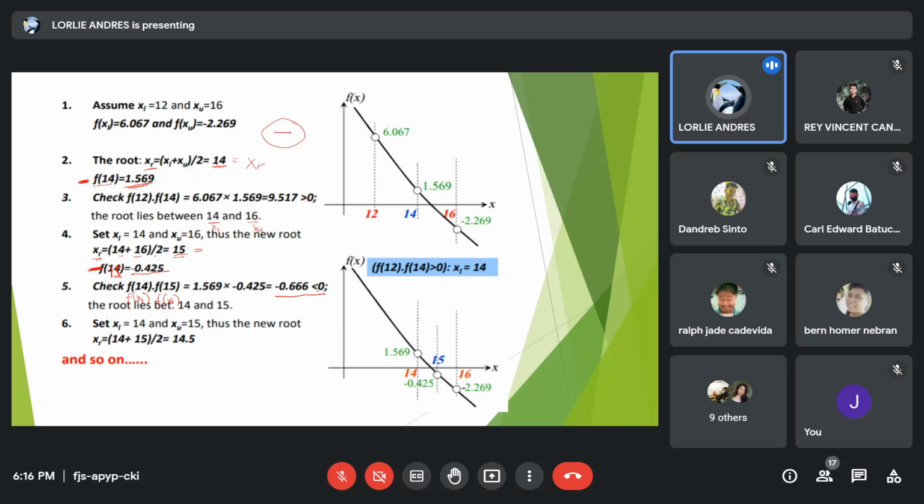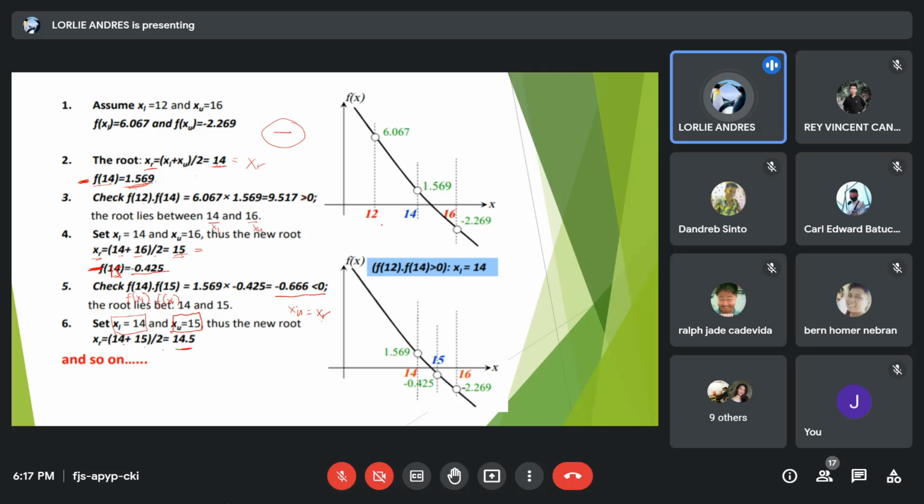So, if it is less than 0, you can set your x sub U equal to x sub R. So, the value of x sub R becomes the value of x sub U. So now your x sub U is 15, and your x sub L stays as is at 14. That is what changed. And then, next iteration, x sub R is equal to 14 plus 15 divided by 2, which is 14.5. So, the process just repeats.